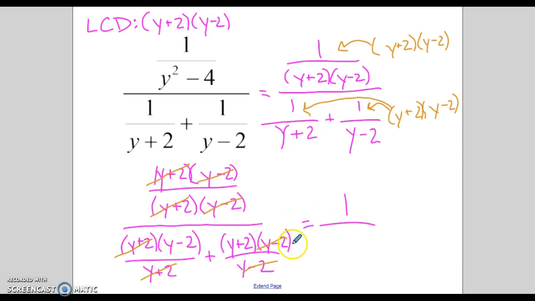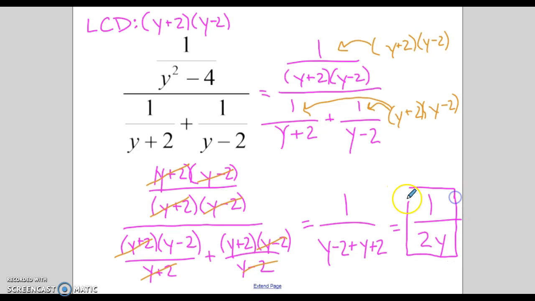And on the bottom, I'm just left with a y minus 2, and then plus, and then y plus 2, which I can then simplify. Y plus y is 2y, and minus 2 plus 2 is 0, so that's it. There's my final simplified answer.